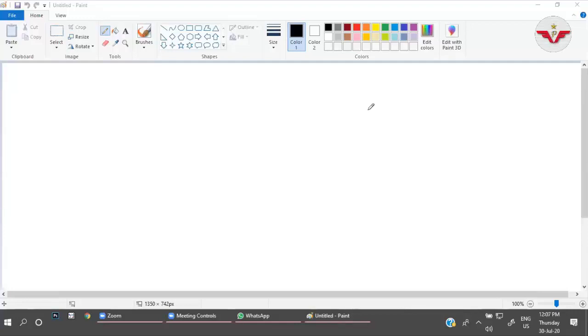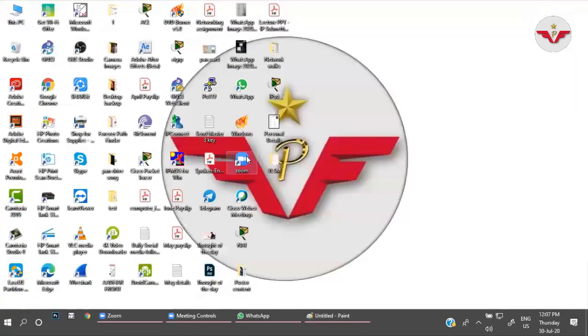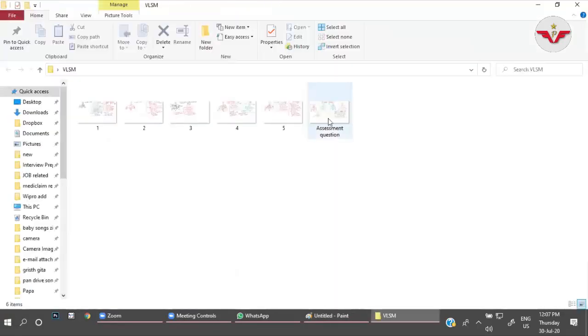Let us start. So again, we will discuss today on VLAN configuration. Whatever we have learned till now, like subnetting and VLSM, we will go ahead and implement that in the VLAN. How it works, we will learn today.